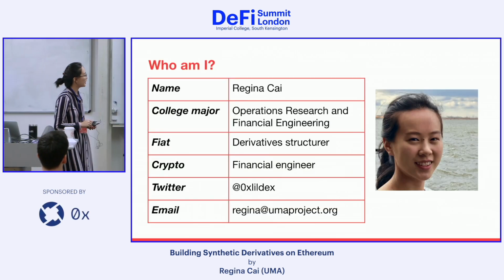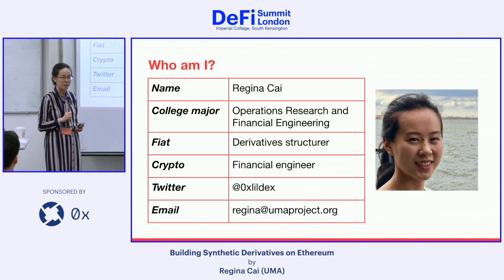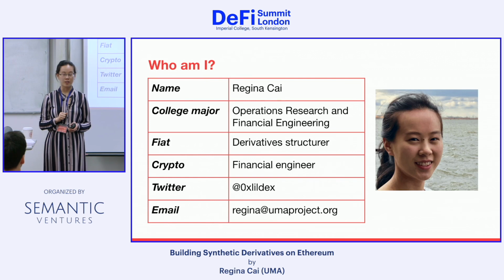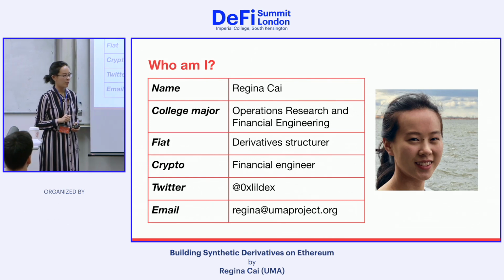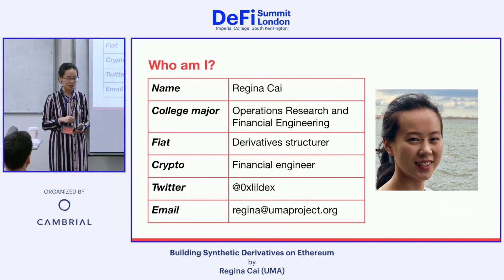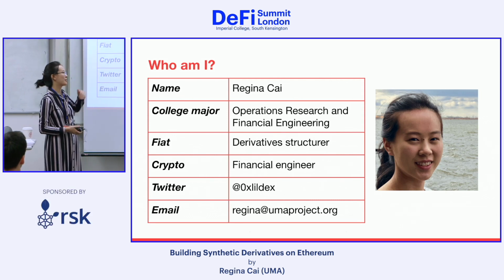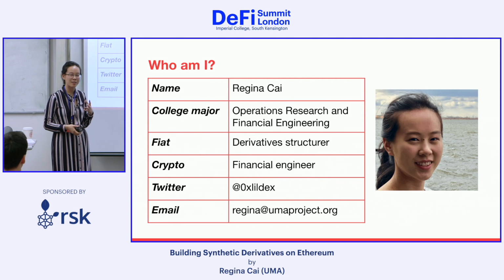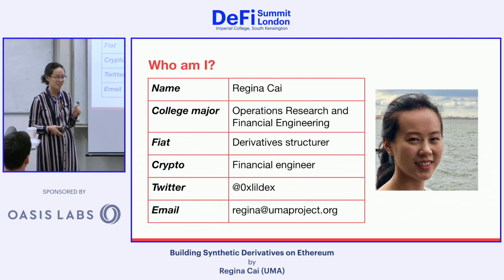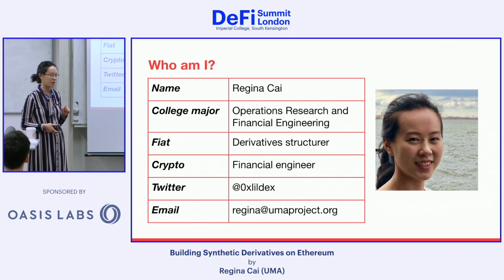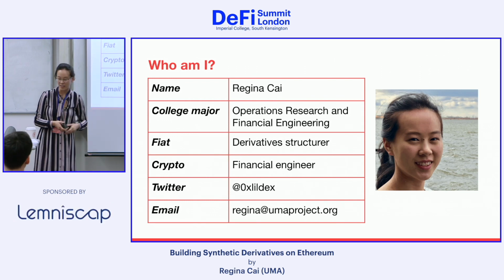So first, who am I? That's me. My name's Regina. I studied operations research and financial engineering when I was in college. And after that, I went to work at a bank as a derivative structurer. So that's my fiat life. And now my crypto life, I'm a financial engineer. And I'll go into more detail about what a financial engineer does. But it translates quite well from what a derivative structurer does. And then that's my contact info.